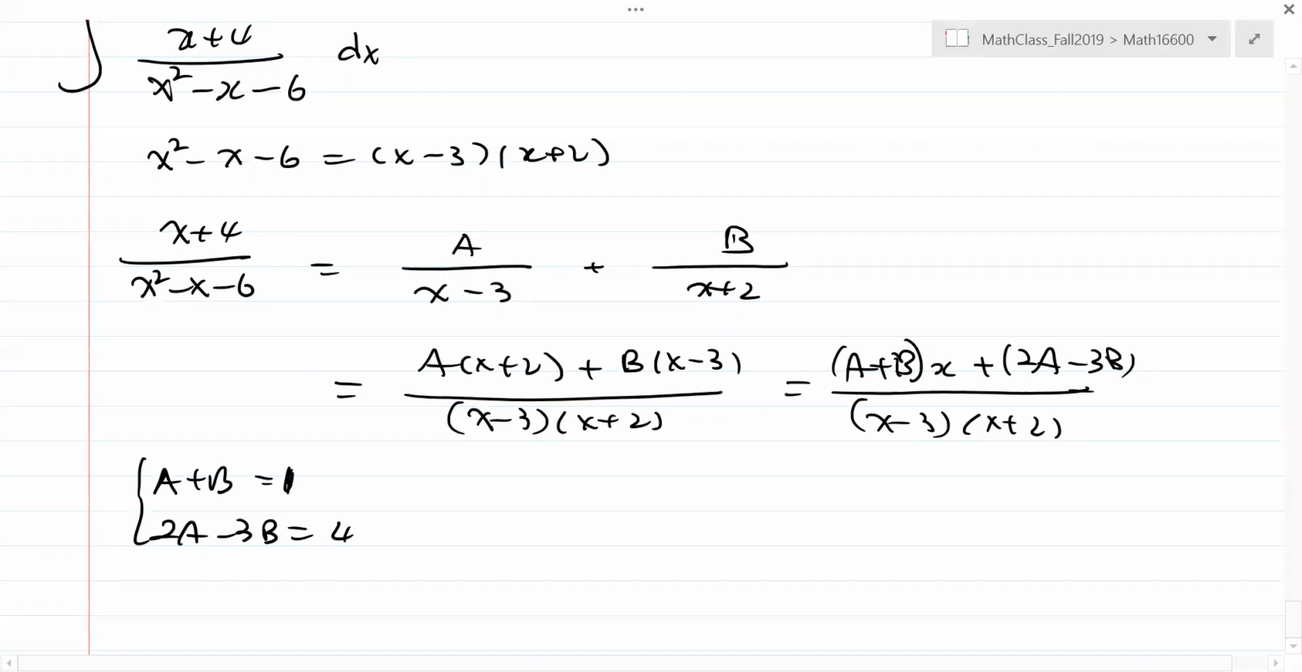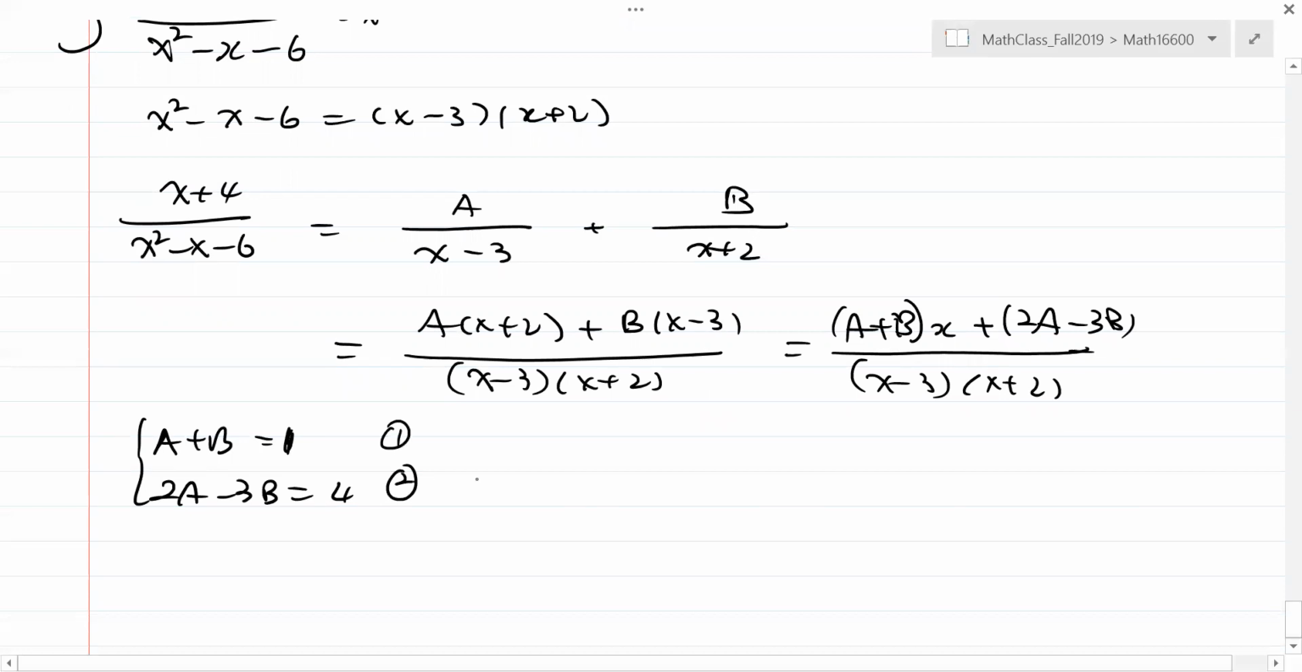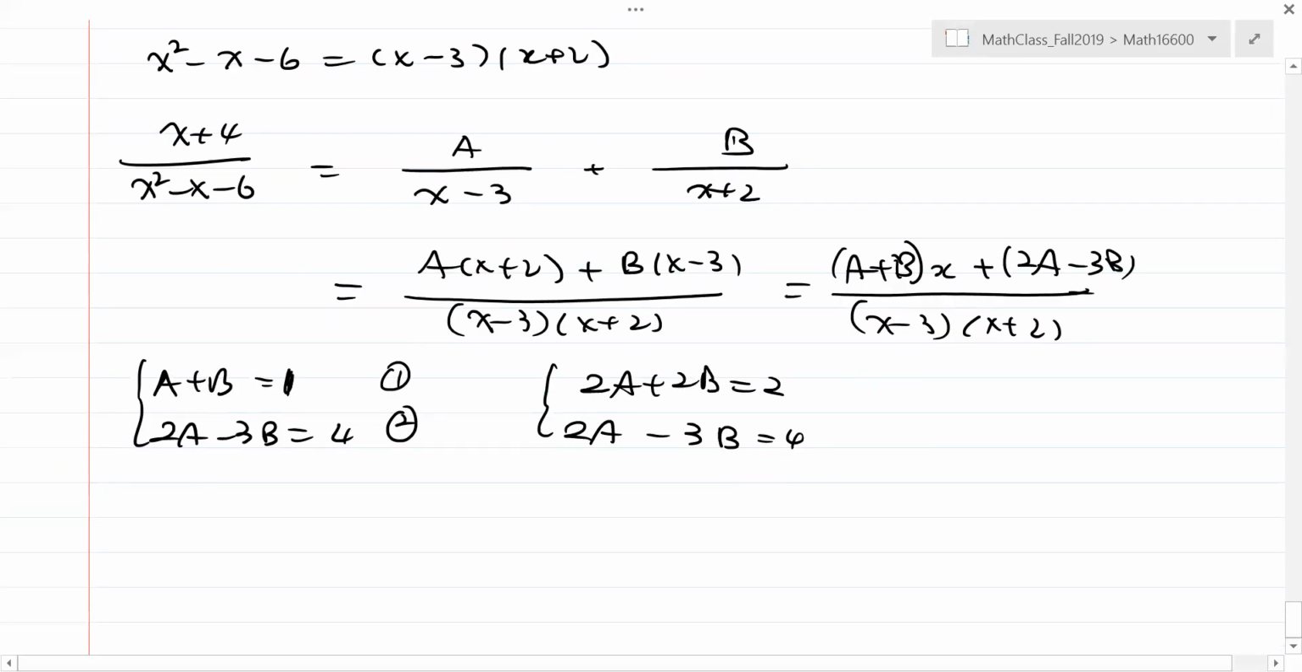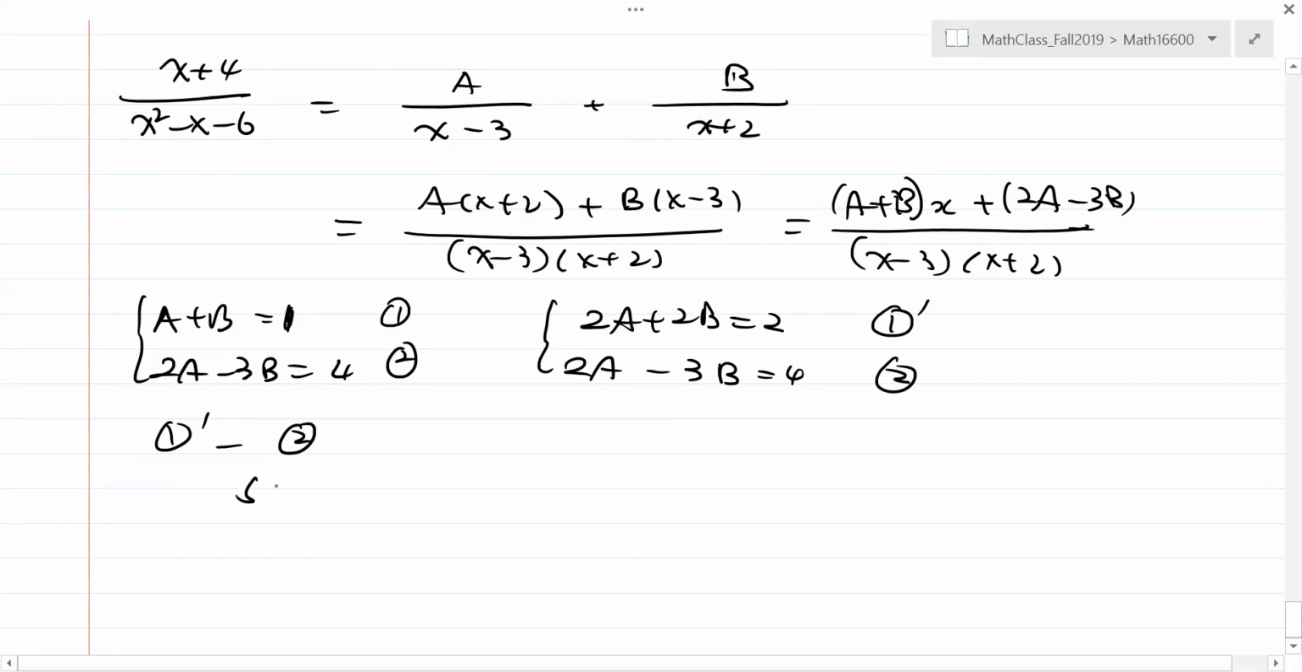Now, this is equation 1, equation 2, so how do you solve them? I think equation 1 multiplied by 2. Then 2a minus 3b equals 4. Do subtraction. It's equation 1 prime because it's modified. Equation 1 prime minus equation 2, you get 5b equals negative 2. So b is going to be negative 2 over 5.